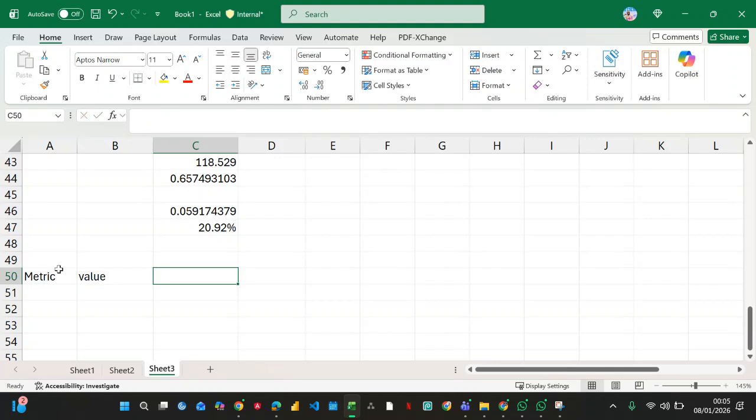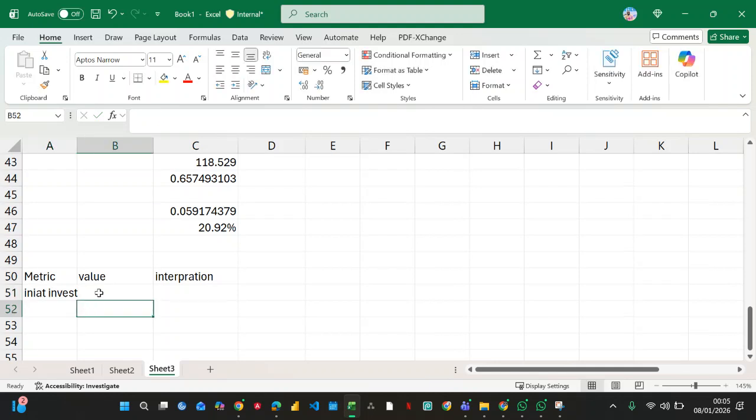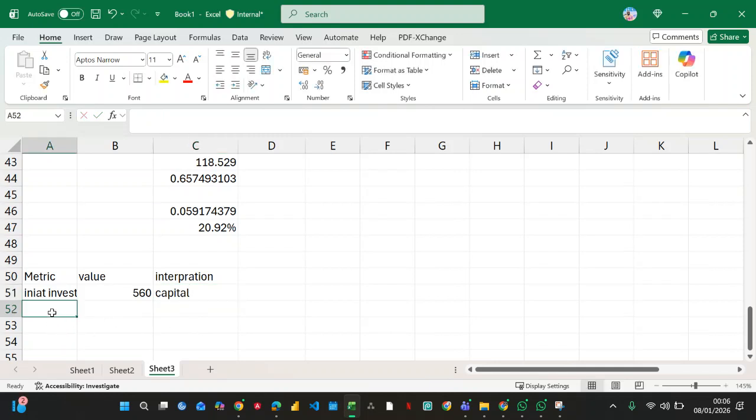So how do we advise like this? First of all, let's do a summary. We can have a table with metric, then value, and then interpretation. The first one is the initial investment, and the value is 560 million, and the interpretation is that this is our capital required.